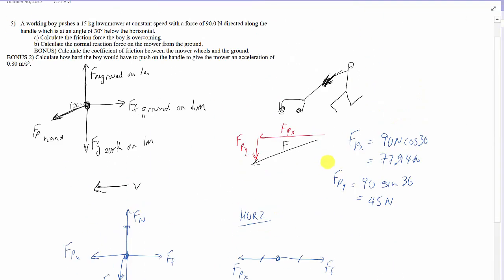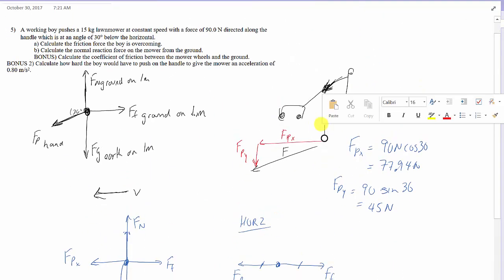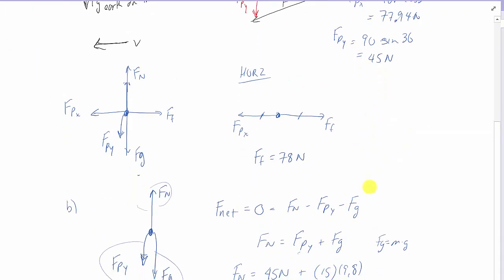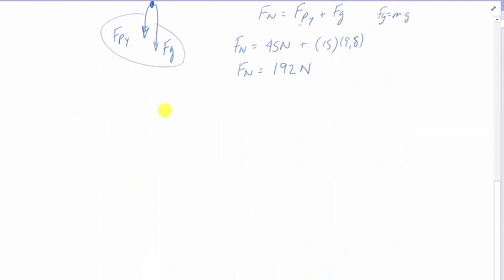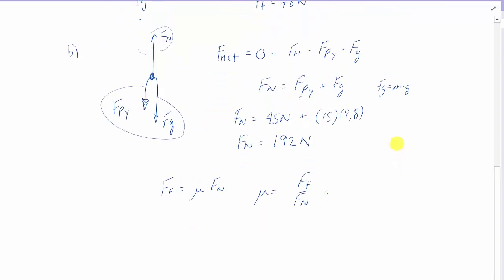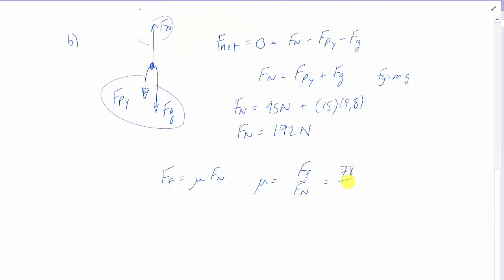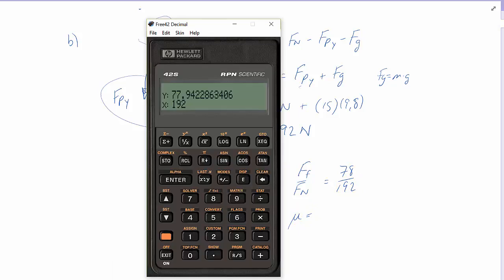If we want to do the bonus ones, we should do the bonus ones. They're actually not that hard. Calculate the coefficient of friction between the mower wheels and the ground. Force of friction is equal to mu Fn, so mu is Ff over Fn. That was 78 divided by 192, which is 0.41.